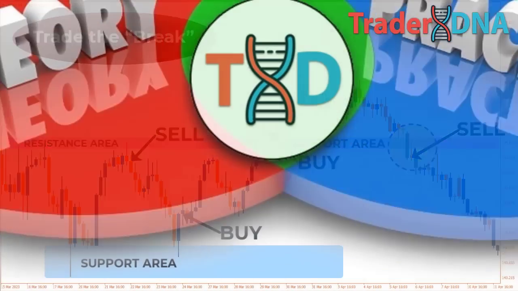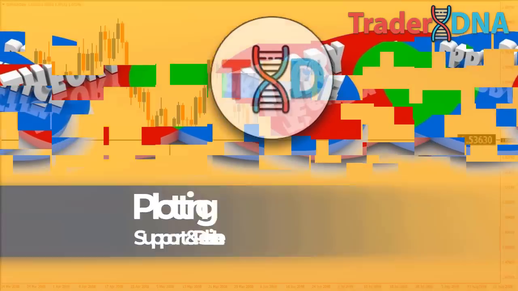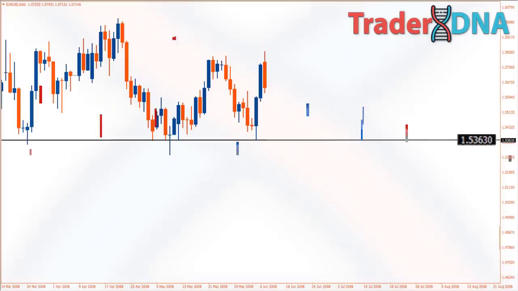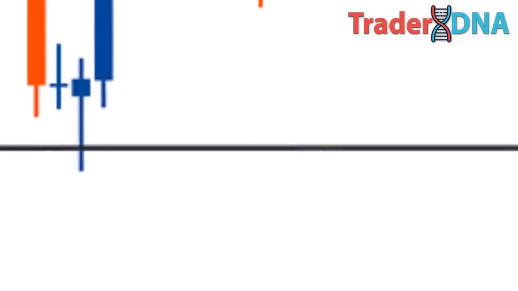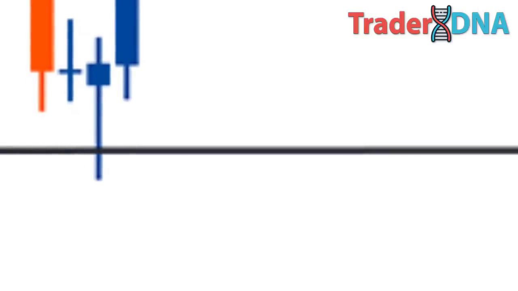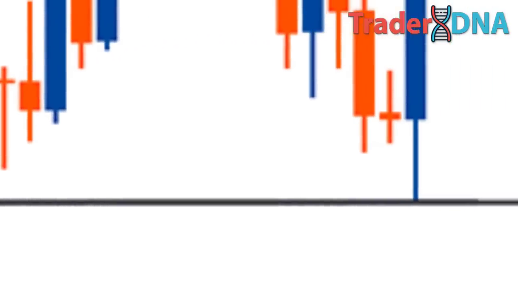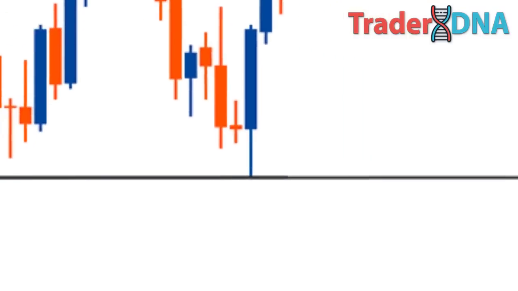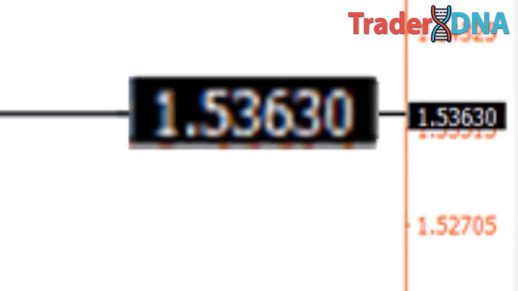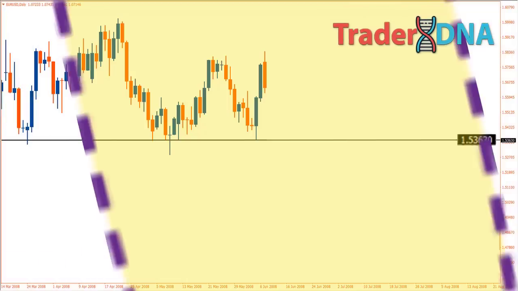Plotting support and resistance levels. One thing to remember is that support and resistance levels are not exact numbers. Oftentimes you will see a support or resistance level that appears broken, but soon after find out that the market was just testing it. With candlestick charts, these tests of support and resistance are usually represented by the candlestick shadows. Notice how the shadows of the candles tested the 1.5360 support level. At those times it seemed like the price was breaking support. In hindsight, we can see that the price was merely testing that level.